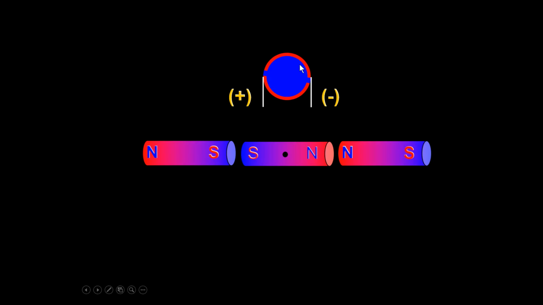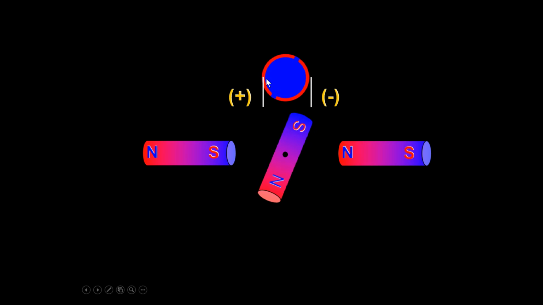So here I have that commutator shown here. Right now, this brush is touching the upper plate and it's negative. This brush is touching the lower plate and it's positive. And that's what made the current go through this, making one side north and the other side south.